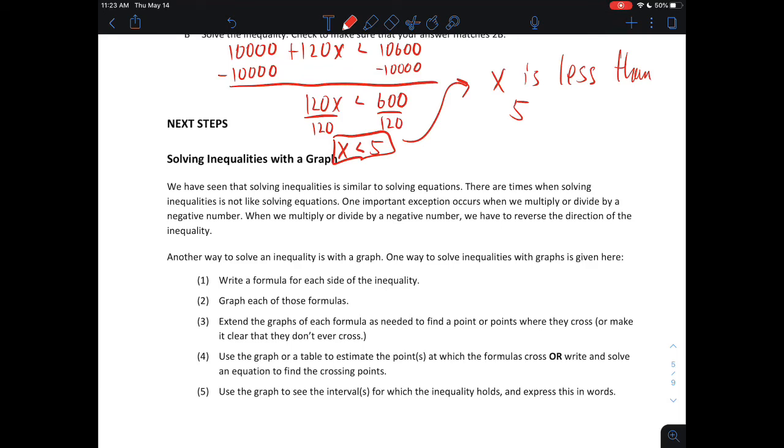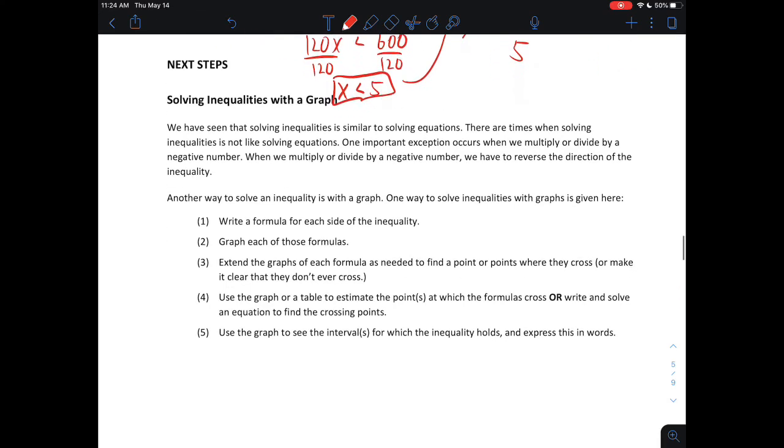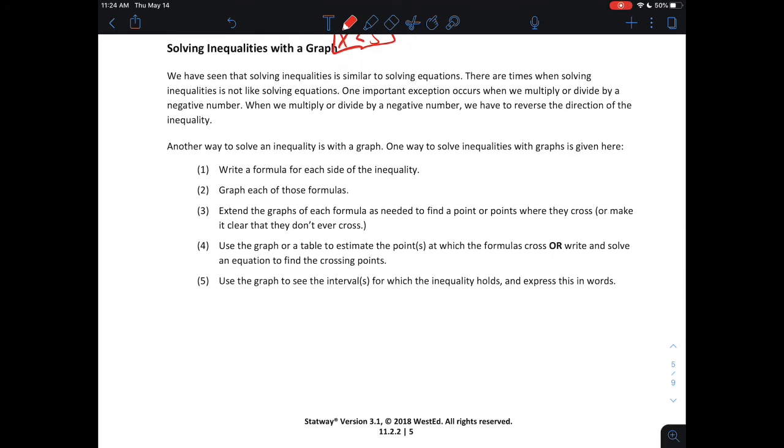Another way to solve an inequality is with a graph. One way to solve inequalities with graphs is given here. First, write a formula for each side of the inequality. Second, graph each of those formulas, essentially equations. Third, extend the graphs of each formula as needed to find a point or points where they cross, or make it clear that they don't ever cross. Where they cross is also called an intersection. Number 4, use the graph or a table to estimate the points at which the formulas cross, or write and solve an equation to find the crossing points. Number 5, use the graph to see the intervals for which the inequality holds and express this in words. That's going to be your solution, essentially.